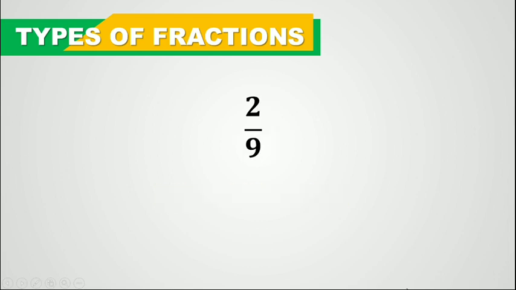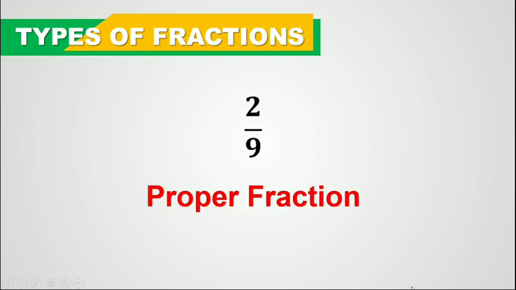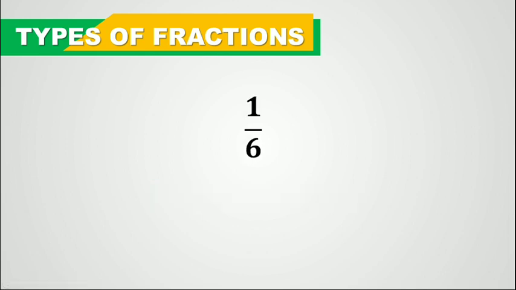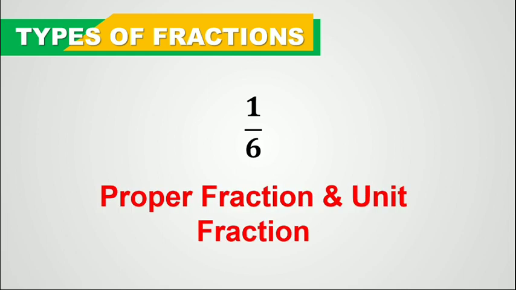Now how about this one? 2/9. This one is a proper fraction because the numerator is lesser than the denominator. Now what about this one? 1/6. Okay, 1/6 is both a proper fraction and a unit fraction because, as you can see, its numerator is lesser than the denominator and its numerator is 1. So again, if the numerator is 1, that is considered a unit fraction, right?